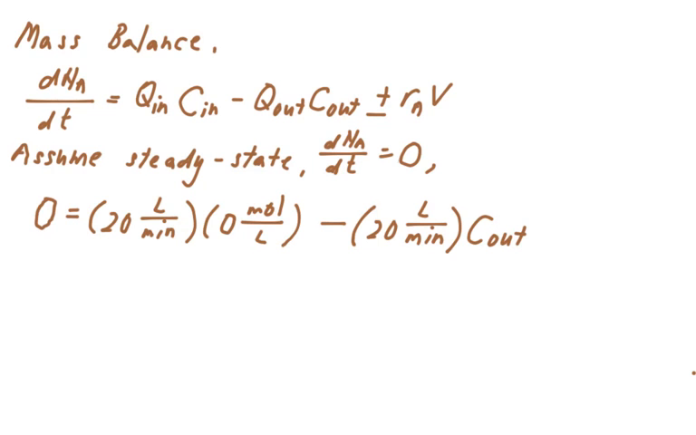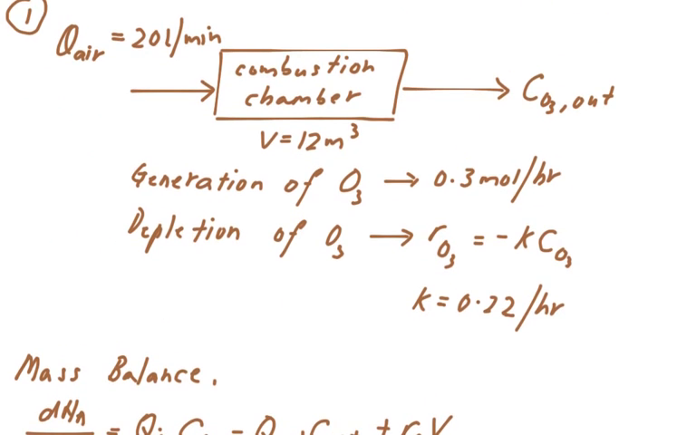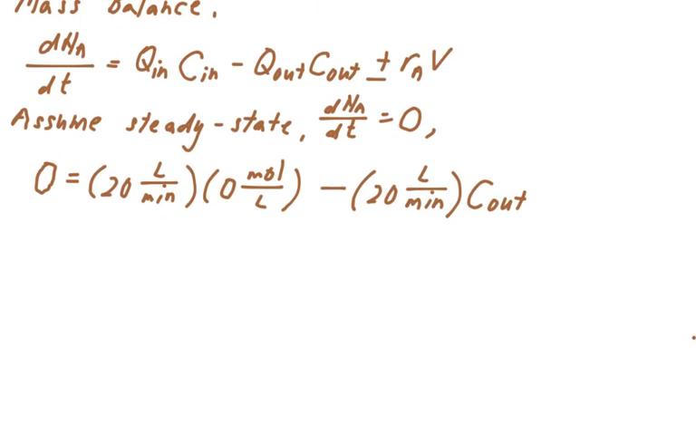Remember, in this system there are two terms. One is the generation term and the other one is the depletion term. So for the generation term, we can input it as plus 0.3 moles per hour.